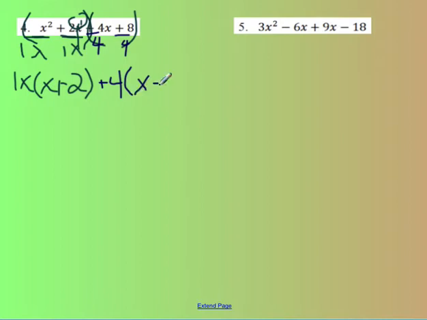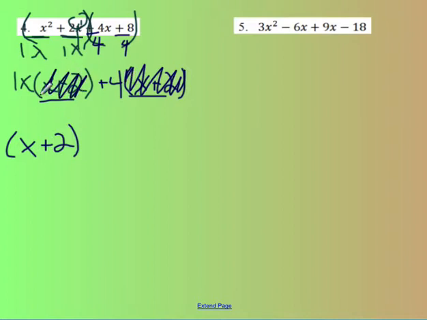8 divided by 4 is 2. So then the next step says that your leftovers should match. So I look here, I have x plus 2 and x plus 2. Notice how those 2 parentheses are the same. So that means I'm going to write those 2 parentheses as 1. So now I just got rid of this guy, and I got rid of this guy.